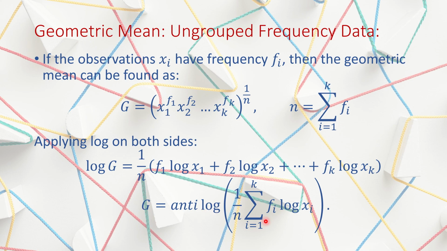So you see the same thing: simply apply log, multiply by frequencies, and then you find the sum of those products fi log xi, and then you divide by the total number of observations to get arithmetic mean, and then at the end you would take anti-log.